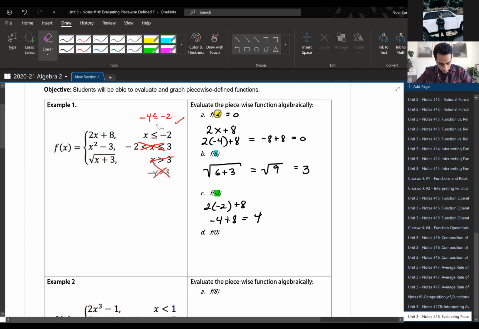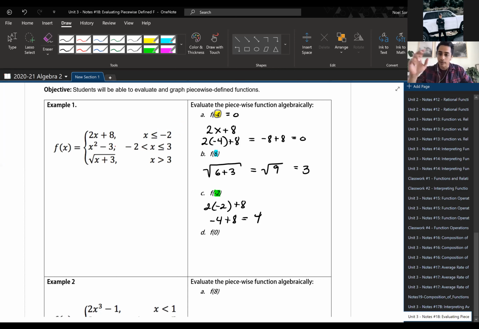Okay. So for each input, you have to try to see what domain it fits into, and that's the function you'll have to use to evaluate. You're just inputting, so you just have to make sure you input it into the correct function. So you use the domain to help you.